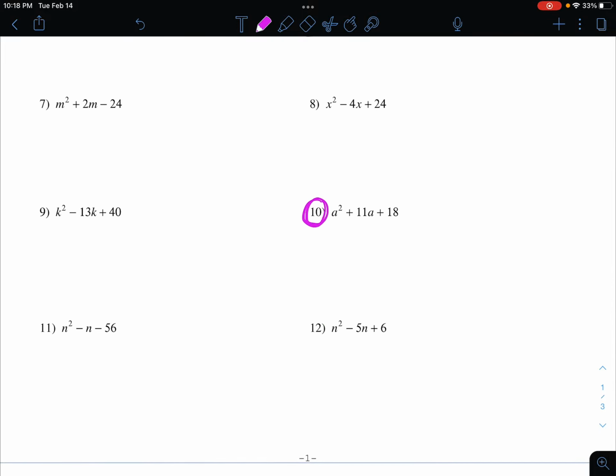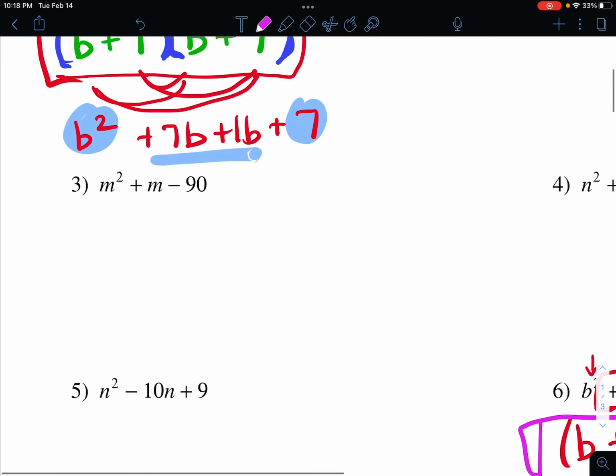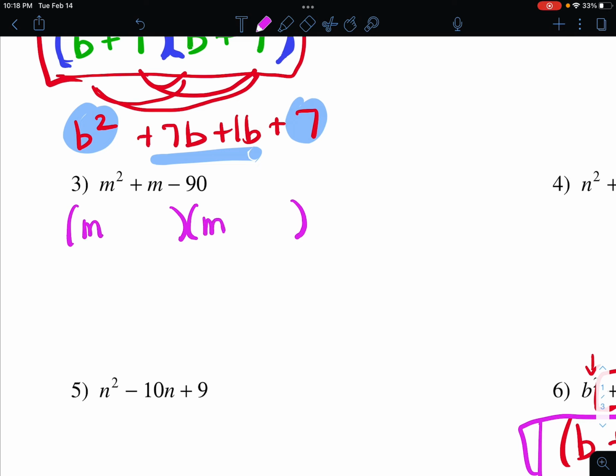Okay. Now, let's look at what happens with one like number 3. I meant 3. Okay, so let's look at number 3. Now, it's the same idea. I know I'm going to have 2 sets of parentheses. I know I'm going to have an m and an m, right? Because m times m is m squared. Easy peasy. Now, if you are great with your times tables, these are super duper easy. I won't have to make an entire list of all the ways I can multiply and get 90. I just need to think of 2 numbers that multiply to get 90 that somehow I can get a 1 with.